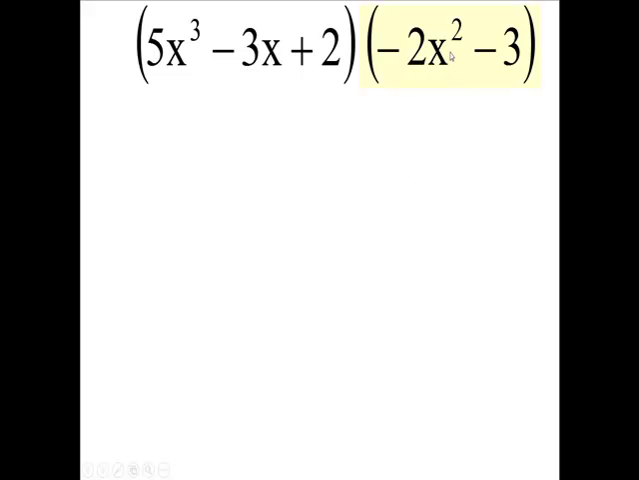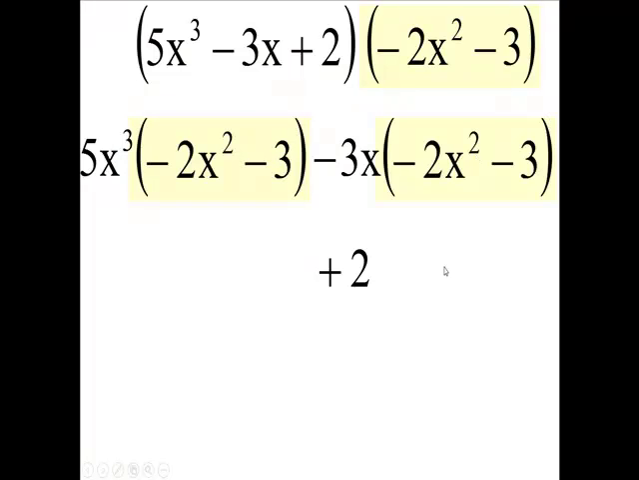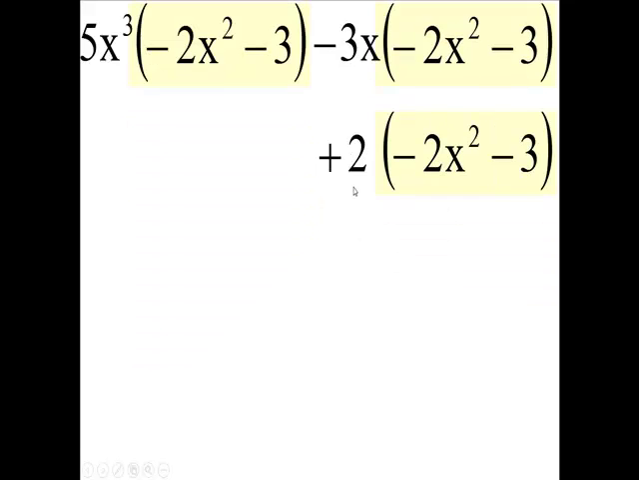Now make this yellow and separate my first three terms, the 5x cubed, the 3x, and the 2. And put the yellow here, here, and here, okay? Now we have 5x cubed times a negative 2x squared. Well, before we start that, copy that down higher up here so I can get some room to write a little bit.